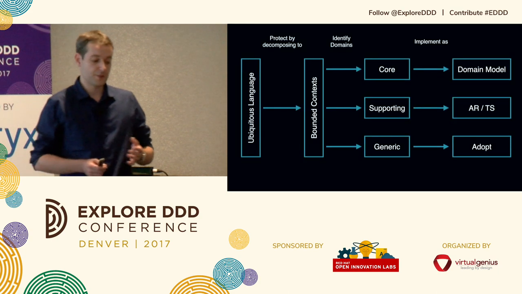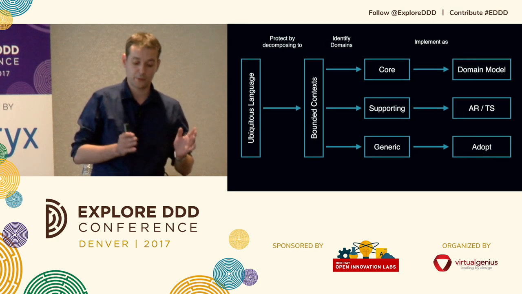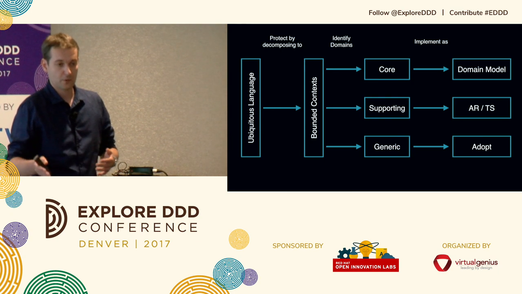So that's what our vision of DDD looked like at this point. Pretty much a classic one. We have ubiquitous language, bounded context, domain types, and implementation according to the type.